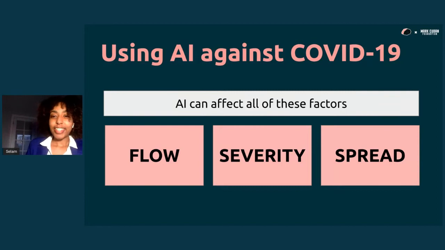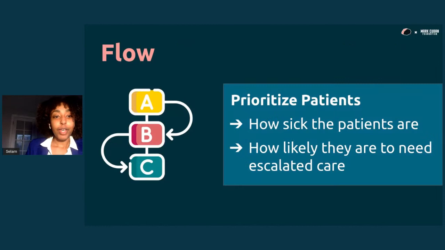Thanks, Mac. So let's take these three major examples where AI is being used against COVID-19. We're talking about flow, severity, and spread. So when talking about flow, we're talking about the prioritization of patients, which patients need the most care and when, and where do we need to distribute the important resources. So using AI tools that are embedded into the EMR or electronic medical records, we're actually able to see which patients need care when.